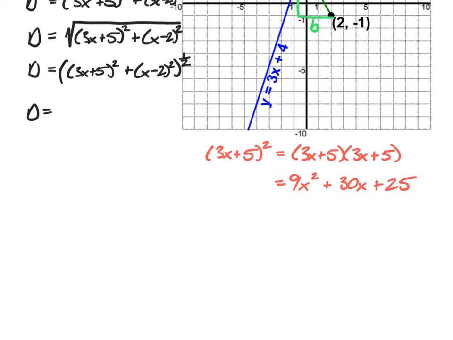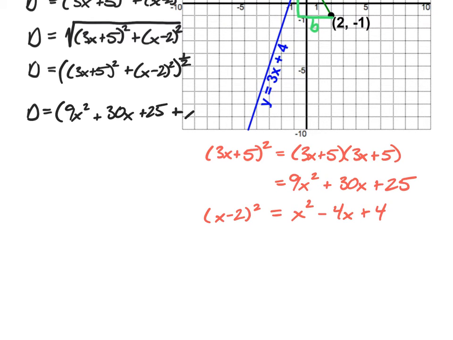All right, and then we're also going to do the same thing by multiplying out the x minus 2 squared. When you do that, you should end up with x squared minus 4x plus 4. And so then I can put those parts in up here in my formula. So then that's going to become 9x squared plus 30x plus 25 plus x squared minus 4x plus 4, all to the power of 1/2.